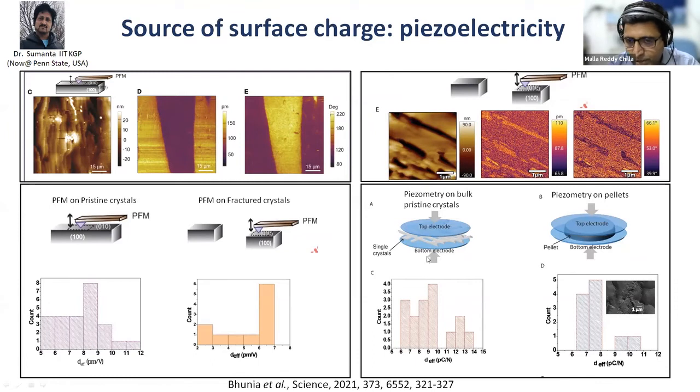And when we also used piezometry on the bulk crystals and the pellet, we see that pristine bulk crystals have slightly better piezoelectric property compared to the pellet. This is understandable. When you compress the material, you might actually deform it plastically. So that might give you some kind of history. Basically, that might have some impact on it.